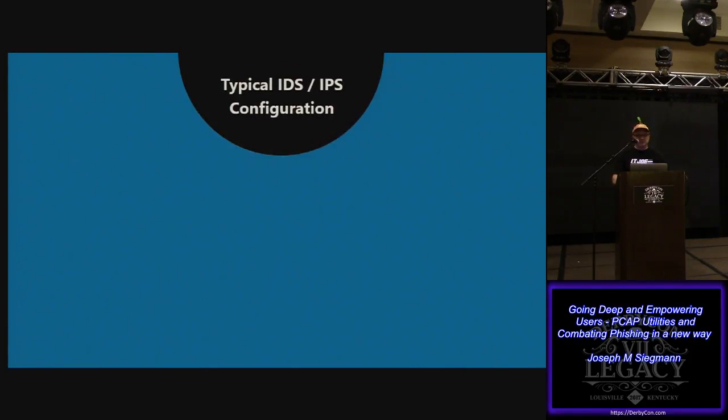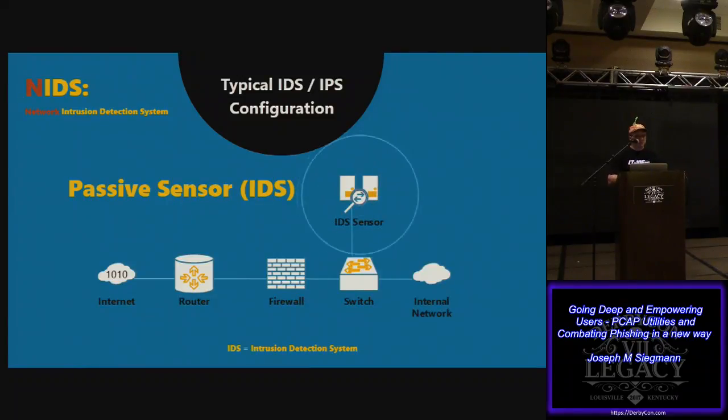So real quick, for those who don't know, typical IDS configurations. In everything I'm going to show, this is going to be a NIDS, or a network-based intrusion detection system. There are other types of IDSs like HIDS, which are host-based intrusion detection systems. We're not going to talk about those today. The general setup for a network-based intrusion detection system, at least one that's passive, is to put it behind the firewall, either at the switch, right behind your firewall. This is the general way people do it.